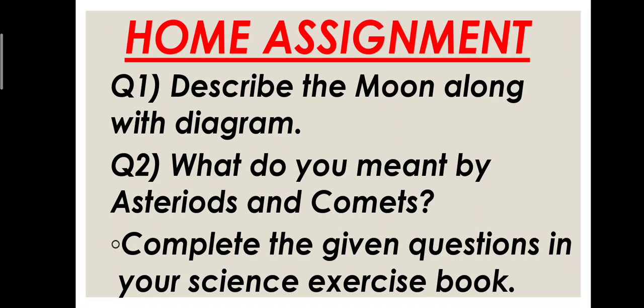Then the second question is, what do you mean by asteroids and comets? You have to write down some information about asteroids and some information about comets. This information is also present in your science book, page number 73. You can read the topic from there and write down the answer on your own. I hope you all get my point. Complete these given questions in your science book.